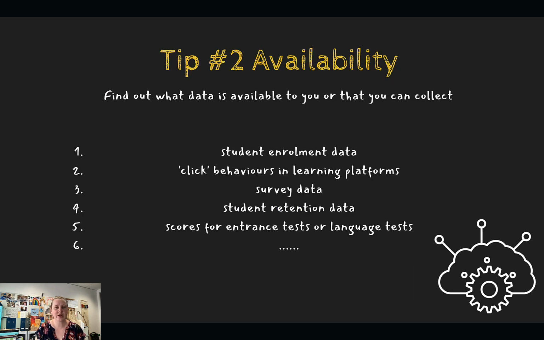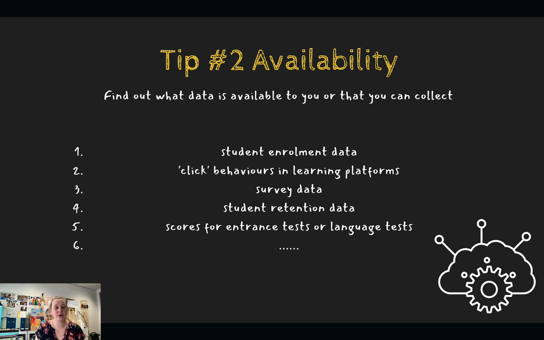But really, my second tip is around the availability of data. So you need to find out what is actually available to you, all that you can actively collect. Some of those examples include student enrollment data. We also can collect clicking behaviours in learning platforms and other types of tools. We can also actively collect survey data. And we can also collect student retention data. That's really quite useful strategies.